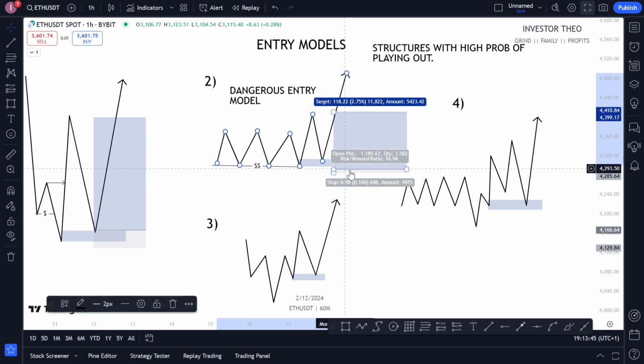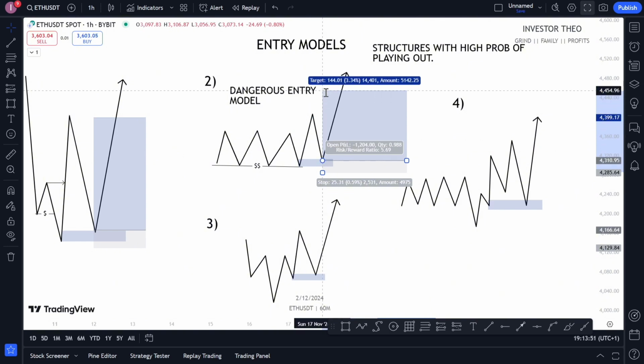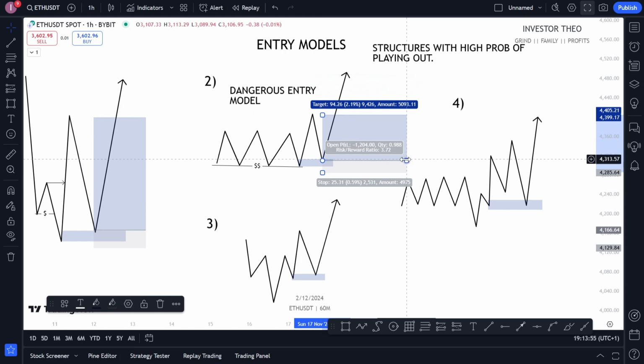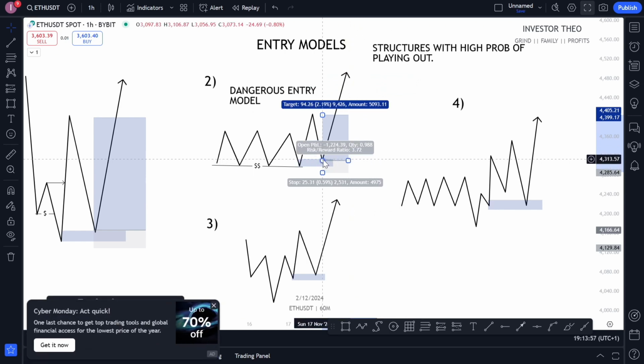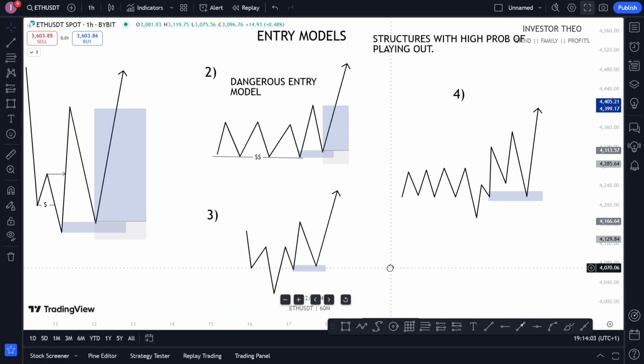So if you enter with this order block and it plays out successfully, you have your easy 1:3 trade here. You can target higher, 1:5, just like that. So that's this entry model. We have more entry models I'm going to discuss in this video. There are a lot of entry models, trust me, but I'm going to be discussing just these four in this video.